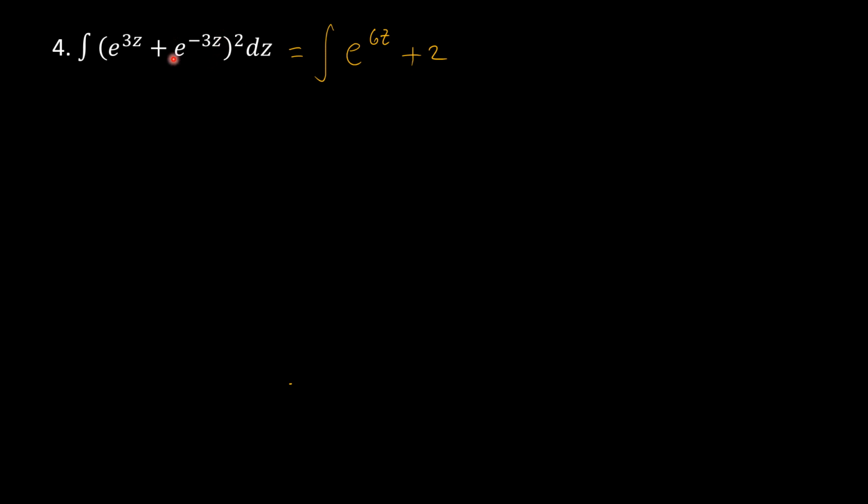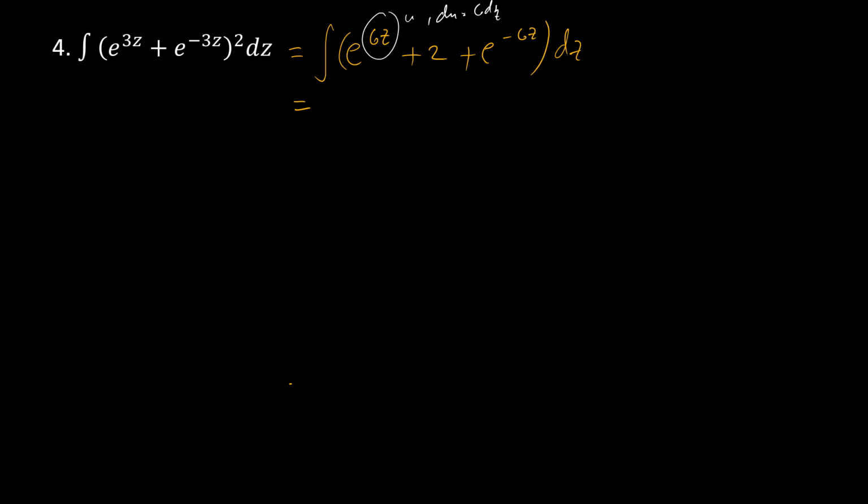And then e raised to negative 3z squared gives us e to the negative 6z dz. So we integrate term by term. E raised to 6z. Our u here is 6z and du is 6dz. So it lacks 6 to complete the differential.